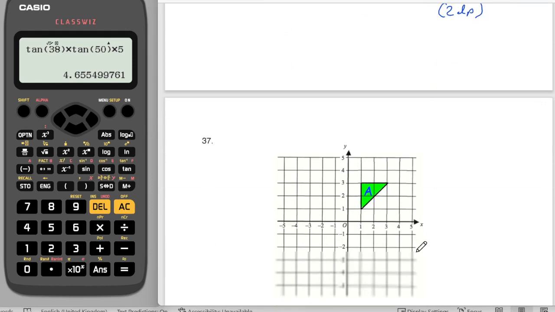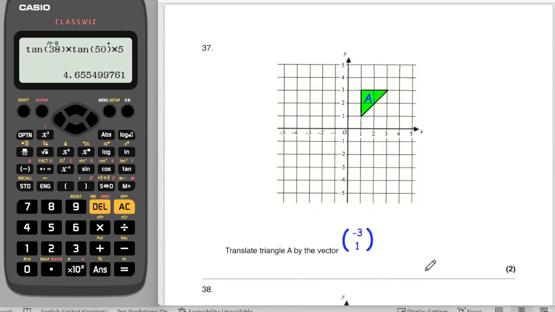Okay then, question 37. Translate triangle A by a vector of -3, 1. So I'm going to pick a point to move. I'm going to move that one. And I want to move it 3 to the left and 1 up. So if I move that 3 to the left and 1 up, so that point is going to move to there, and then I just draw the shape there.